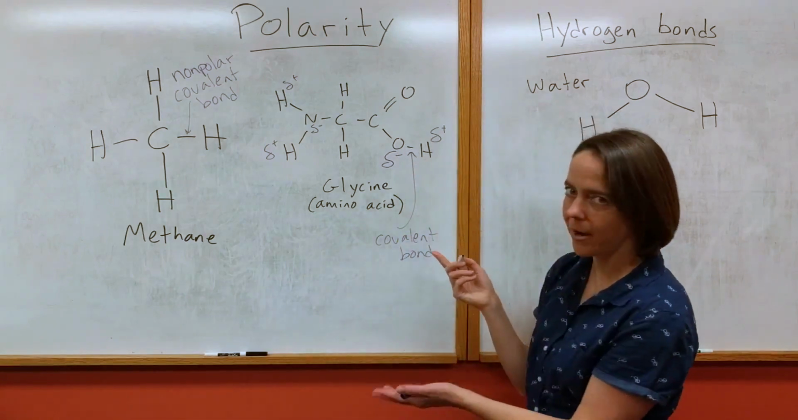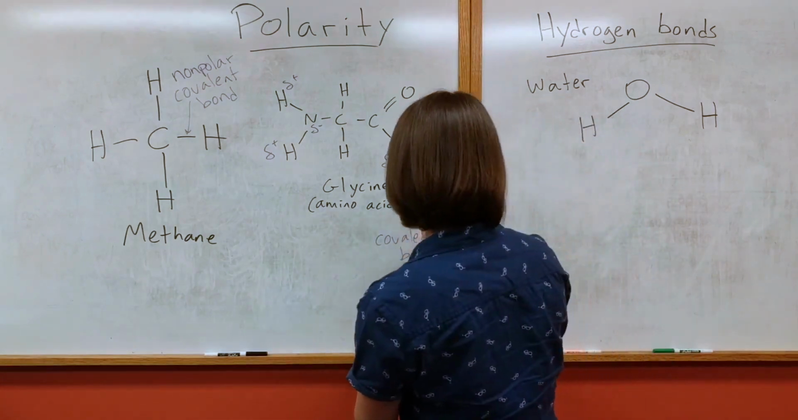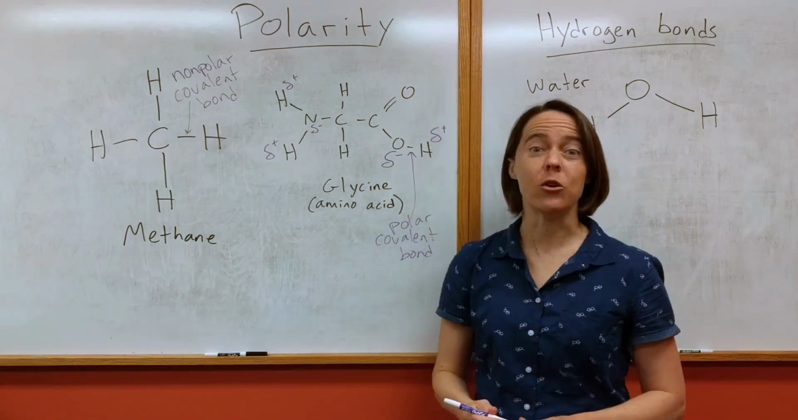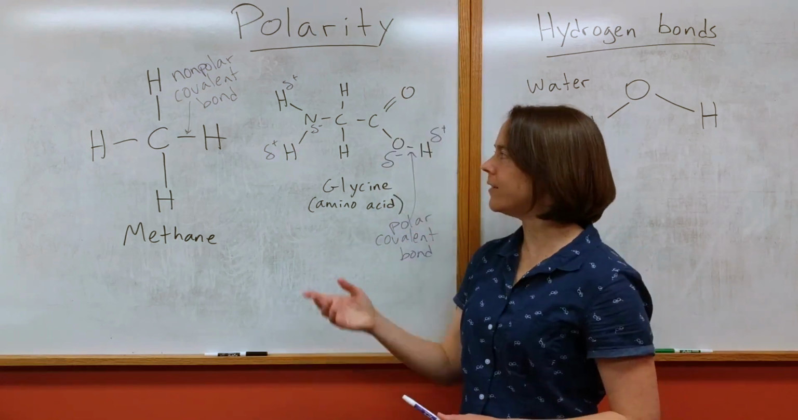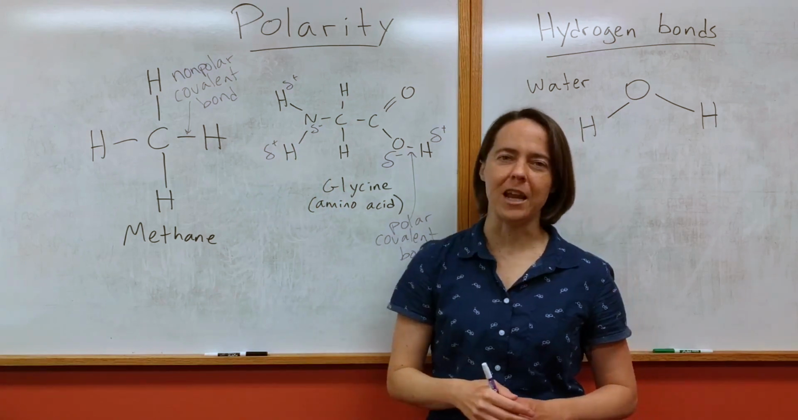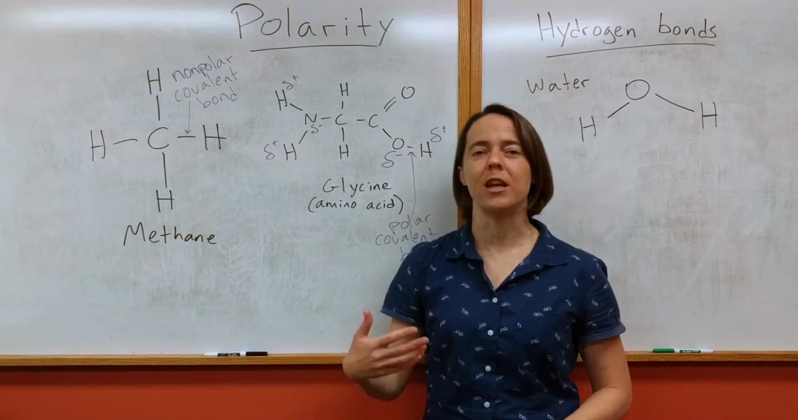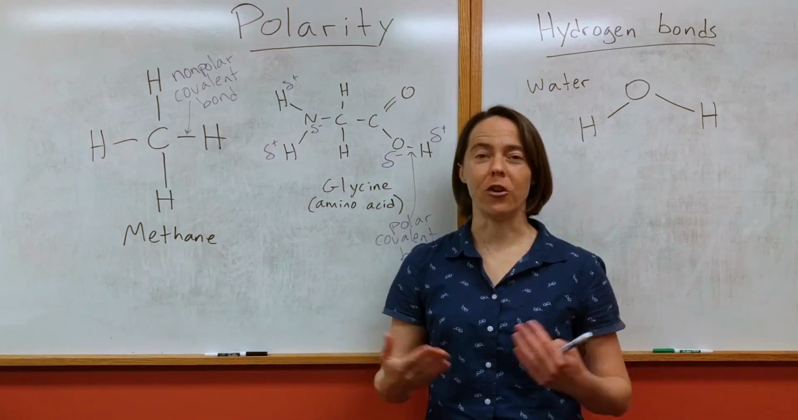Okay, so I'm writing covalent bond because they are sharing electrons, but then it's polar because they don't share it equally. Okay, so because there are these partial positives and partial negatives, they can actually interact with other molecules that are also partially charged. Right? Opposite charges are attracted to each other.